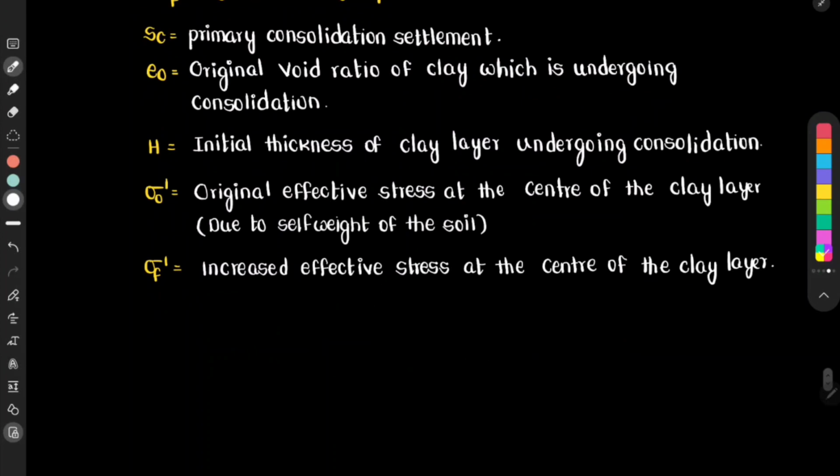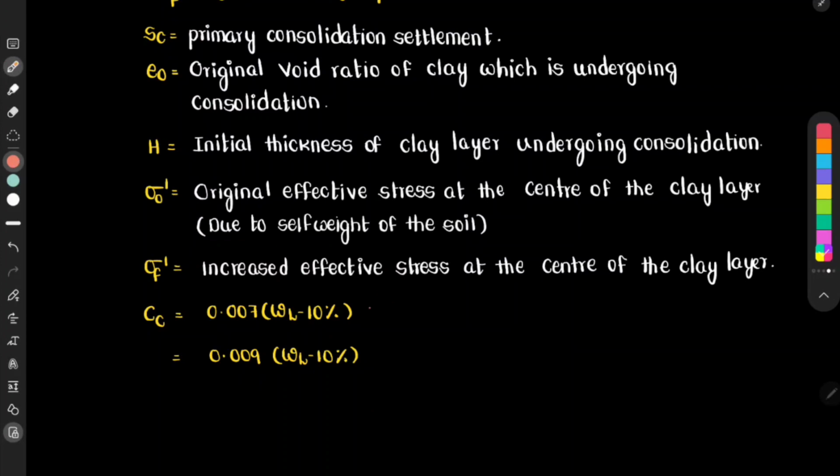So we know that Cc is the compression index, and there are two formulas for compression index. There is 0.007 (WL minus 10%), and then there is another formula: 0.009 (WL minus 10%), where WL is the liquid limit.